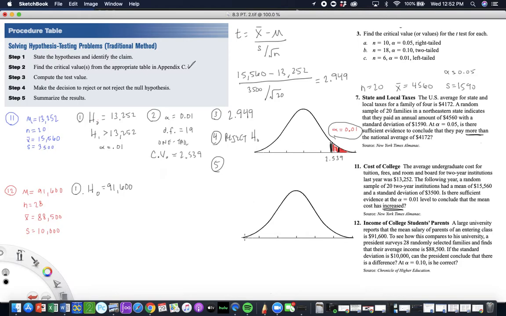All right, so let's try another one here, and I want to be clear here. If the standard deviation is 10,000, can the president conclude that there is a difference, whether positive or negative? So in this case, the alternative hypothesis is that it does not equal 91,600, which emphasizes the idea that we are dealing with a two-tailed situation.